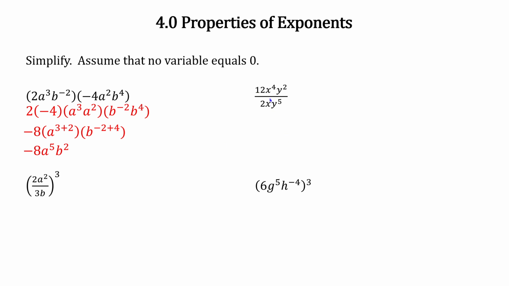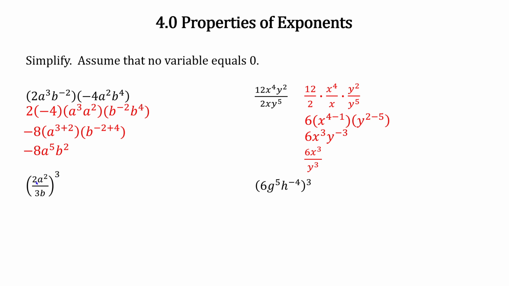Over here, just break it all up. The 12 and the 2 together, the x's together, and the y's together. 12 over 2 is 6. Here we're going to subtract. Remember, there's an exponent of 1 here. X to the 4th minus 1, so it'd be x to the 3rd on top. Y squared, y to the 5th. 2 minus 5 is negative 3. So now this negative exponent needs to go on the bottom. There you go.